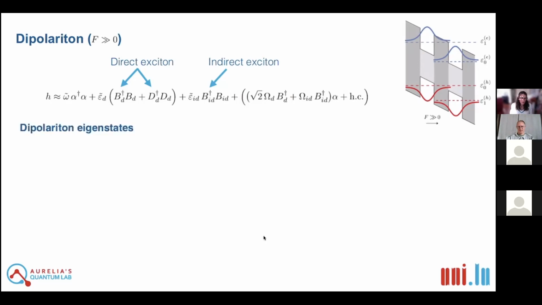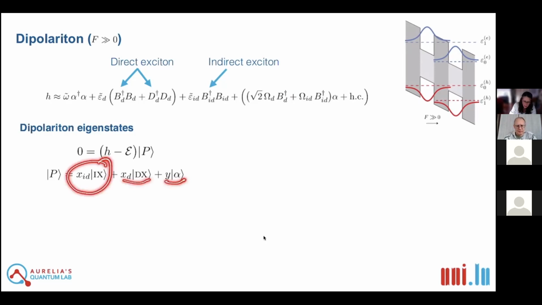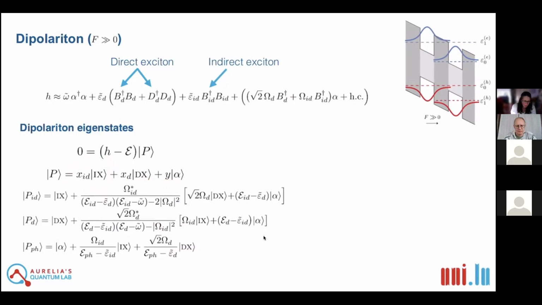Right, so we can do the same as when there was no field and look at the dipolariton eigenstates. It's again a non-Hermitian Hamiltonian, so we'll start with the right eigenstates that I denote P. So what happens is that now we have the direct exciton, the photon, and in addition this indirect exciton. So we have this dipolariton eigenstate. Again, one can look at all the weights and find all the relevant factors, and we have these three branches, one mainly composed of the indirect excitons, one mainly composed of the direct ones, and one of the photons here.